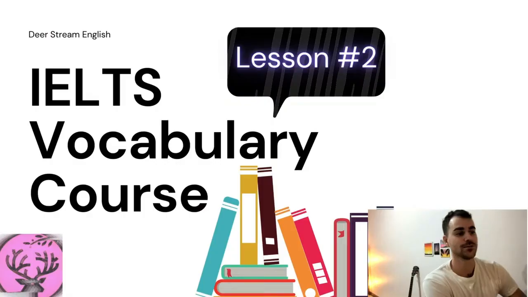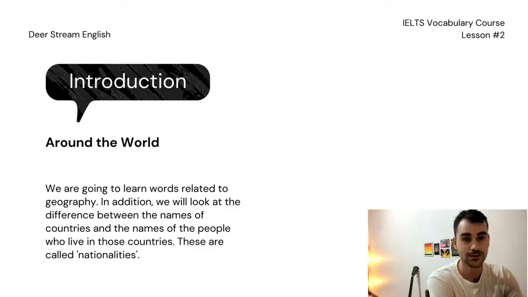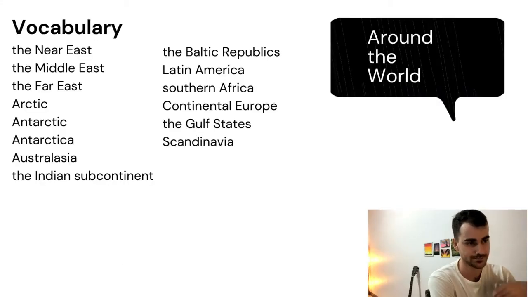I'm a teacher, and in this video, we're going to be going over IELTS vocabulary. And this is a part of a course. So this is lesson number 2. So today we are going to be talking about geography, vocabulary, and also nationalities. Okay. So first we're going to have some vocabulary overview, and then multiple choice and countries and nationalities. And then I'm going to tell you how to practice. Okay. Because after you've done this video, you want to practice on your own. So let's do it. This is the vocabulary.